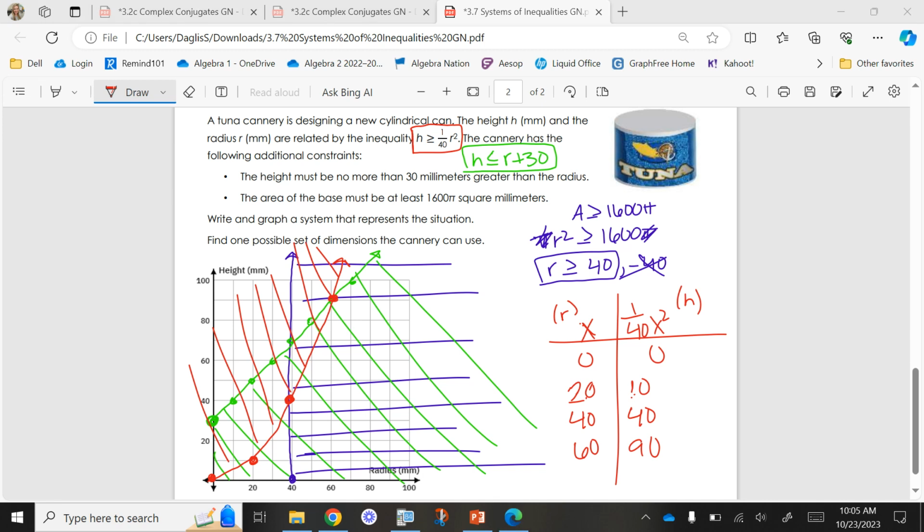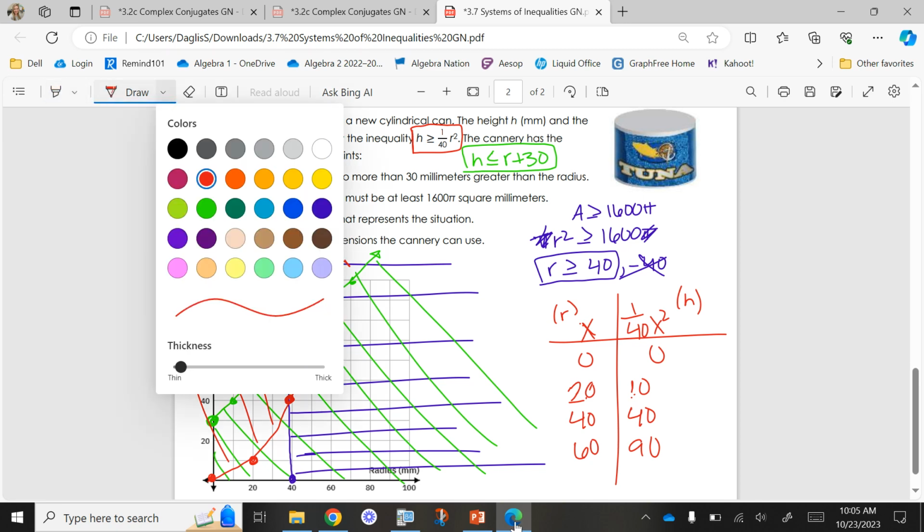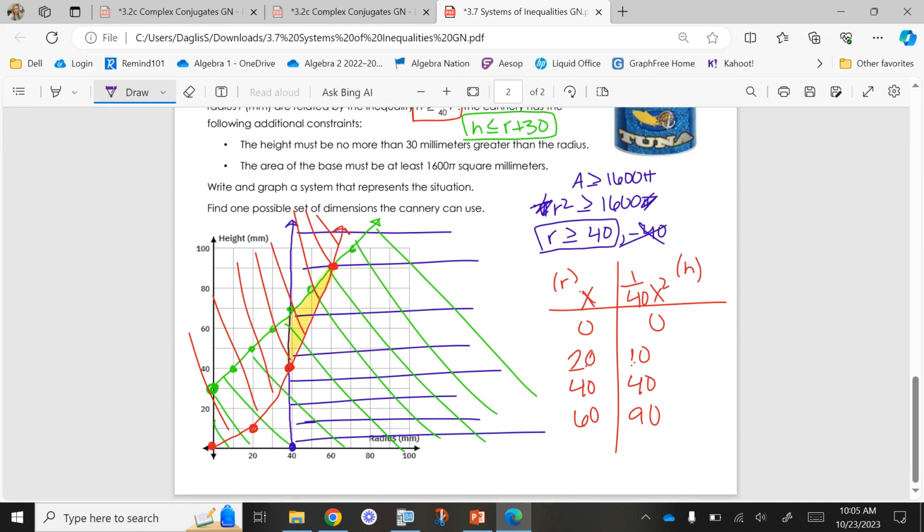All right, so where do all three of these overlap each other? Yeah, this little piece here in the middle. It's just that little piece. Yep. That's under the green. It's to the right of the blue, and it's above the red. Is that little piece in the middle. Now, the question was, find one possible set of dimensions that the cannery can use.